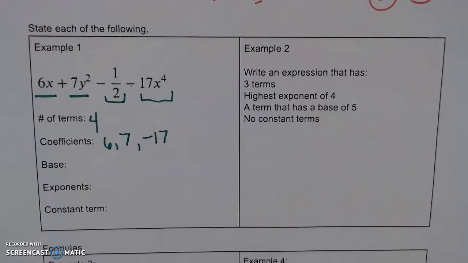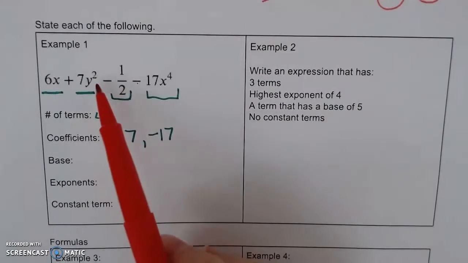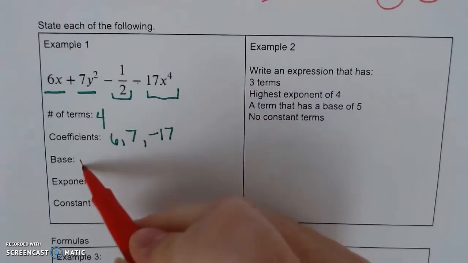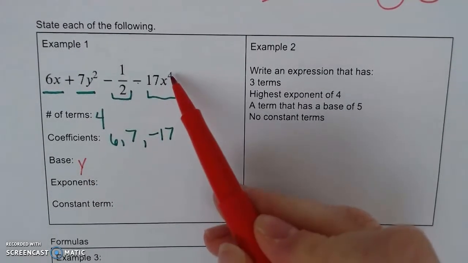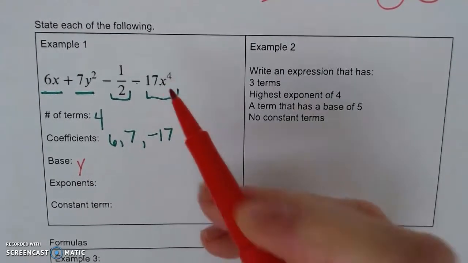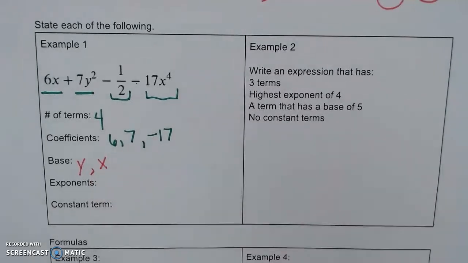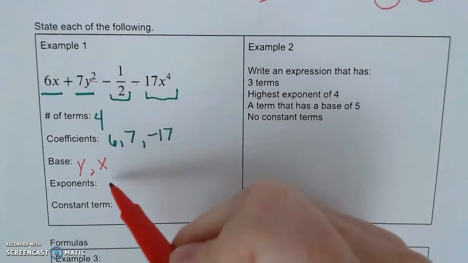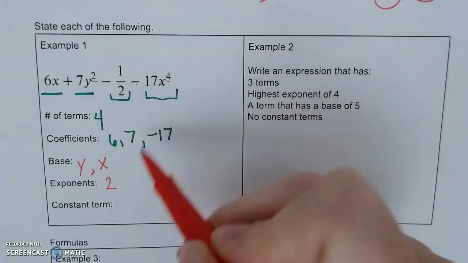The base number, I want to look for powers. So I see a squared, so the base is the y. It'll be touching. And then here's an exponent, so its base is x. Exponents we just found. Here's my little superscript of 2, and here's my superscript of 4.